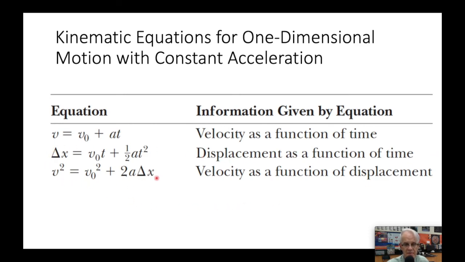And finally, if we are not given time, we have an equation that gives us the velocity as a function of displacement. The final velocity squared equals the initial velocity squared plus 2 times acceleration times the change in position, or our displacement.